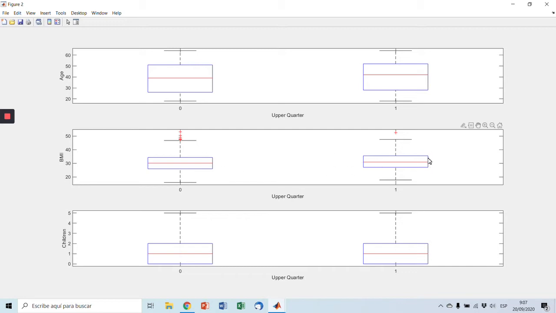Maybe the box is a little bit larger here for the body mass index, but it seems that the distribution is not totally different in both. And then for the number of children, we don't observe a difference at all.